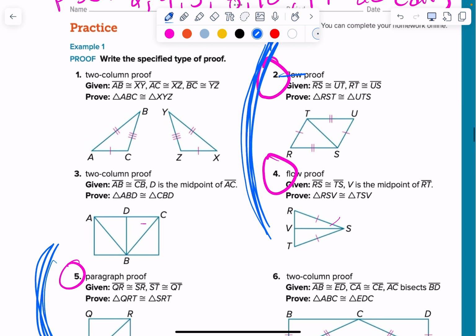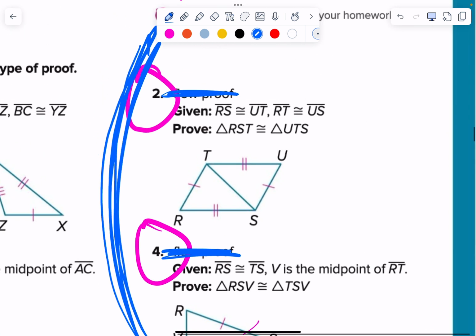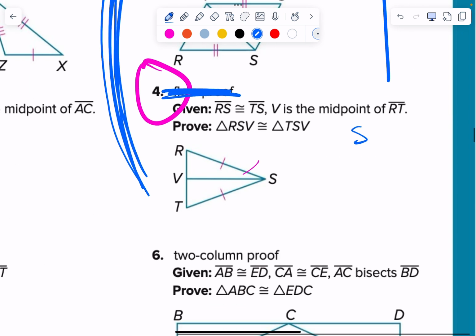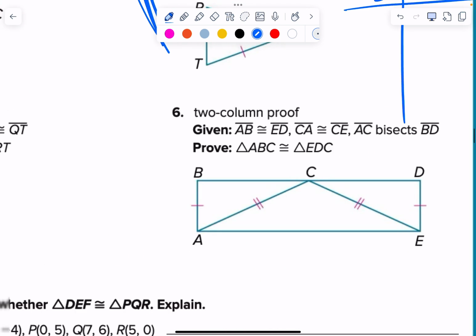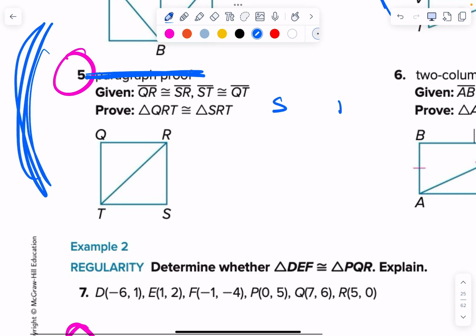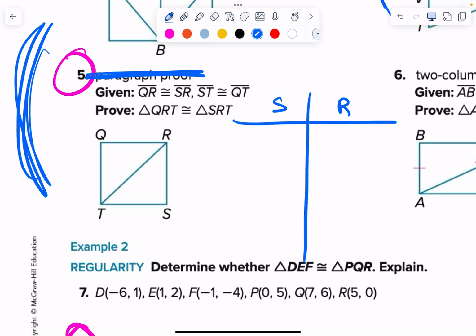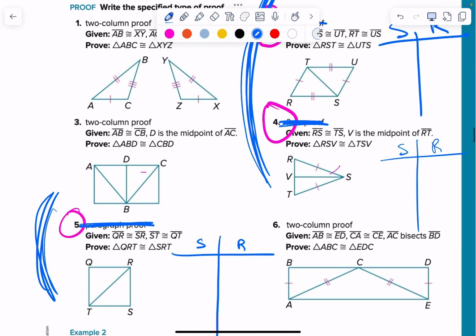Now, when they say flow proof or paragraph proof, you're just going to write two-column proof. So start each one with statements, reasons. Are they all going to be SSS? Number 2. They're all going to be SSS. These are all SSS. Okay?